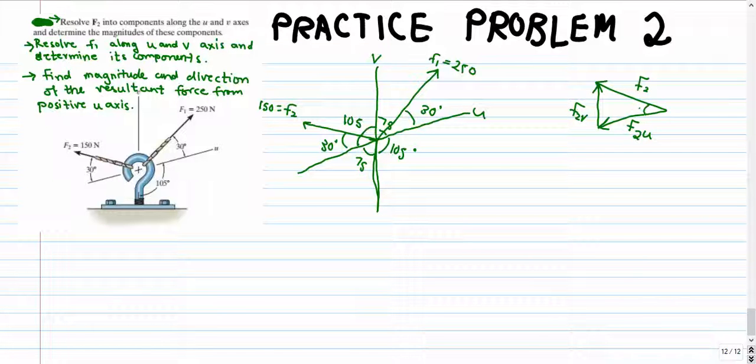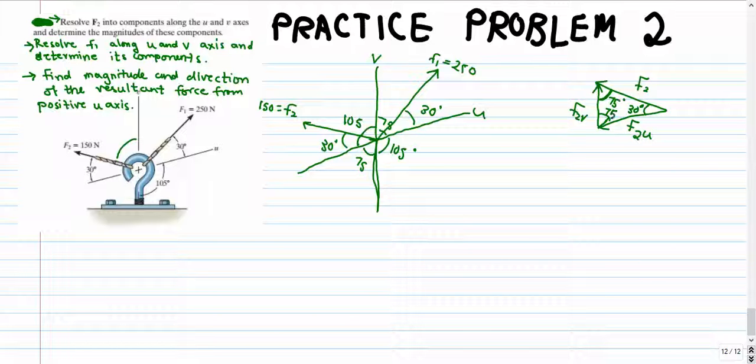We know this angle from the question, which is equal to 30 degrees. We can find this angle by looking at the diagram. This is the angle between the force F2 and its component along the V axis. So the angle between the force F2 and the V axis. In other words, this angle right here. This angle is the difference of 105 degrees and 30 degrees, and so this angle would be equal to 75 degrees. We can find this last angle by subtracting 75 and 30 degrees from 180, and the answer that we get is 75 degrees.